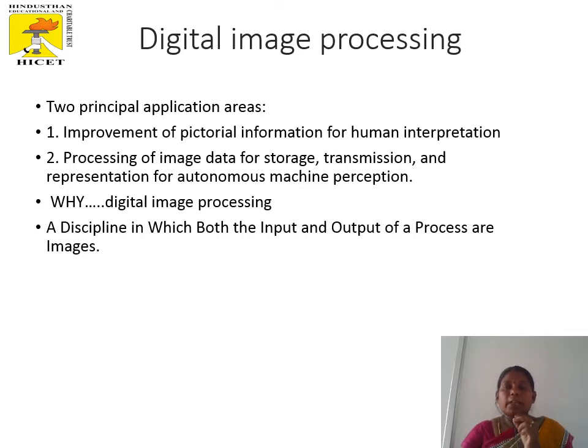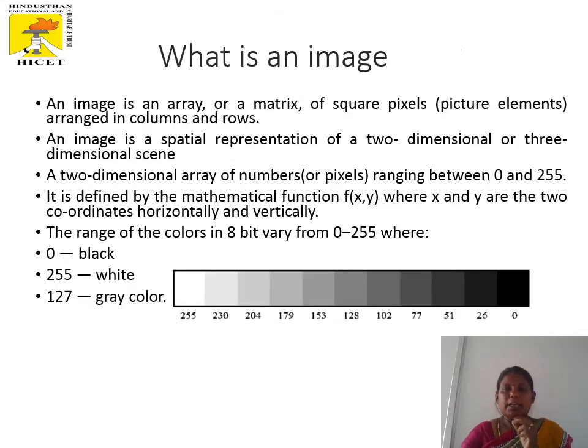And next, if you want to store the data, transmit the data, or represent the data for autonomous machine perception, the digital image processing technique is very important. And why are we using digital image processing? It is a discipline in which both the input and output of the process are images. That's why we are going for the digital image processing technique.